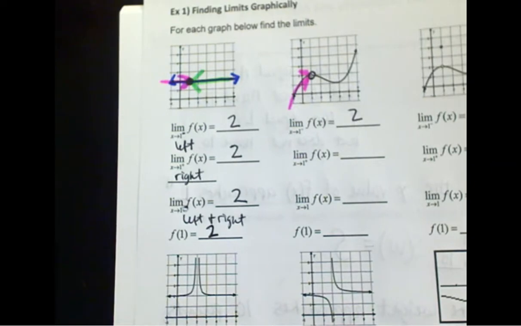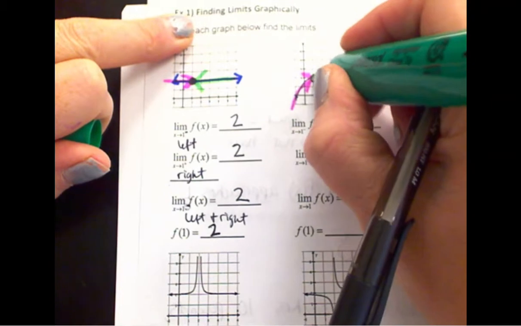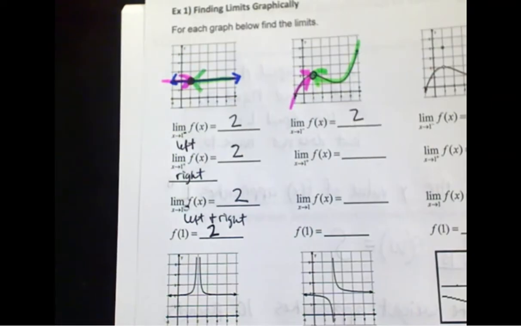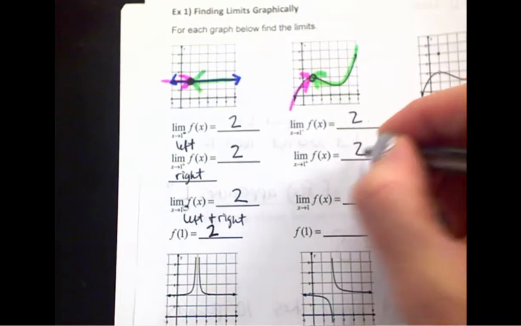Okay, so if I go from the right, this is why limits get tricky, is because it doesn't matter where the points are, it matters what you're pointing at. It matters what I'm tracing as I get there. Okay, so as I trace from the right, still pointing at 2.